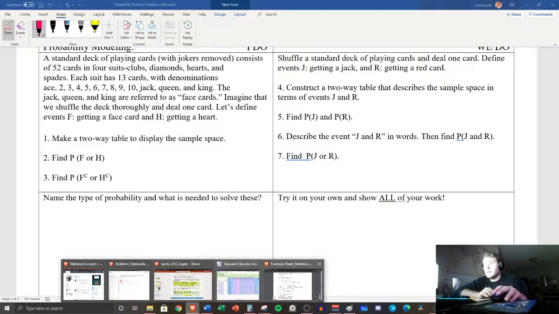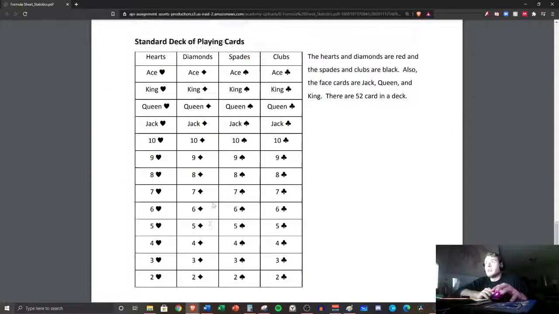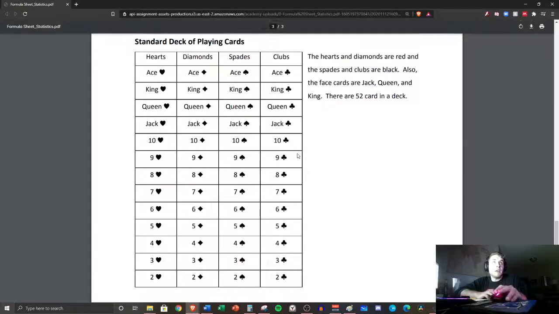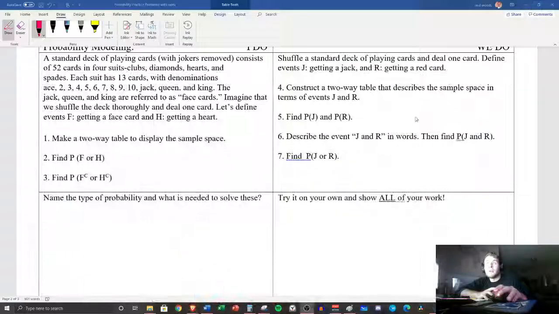For dual credit students, of course, you have this on the back of your formula sheet, so you have that available if you need it to remember all the different parts of a deck of cards. So it even explains what the composition is to you in the problem, so that should help. So here we go. It says the Jack, Queen, and King are referred to as face cards. Imagine that we shuffle the deck thoroughly and deal one card.